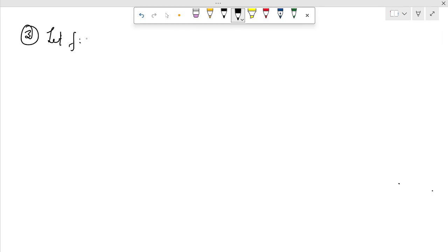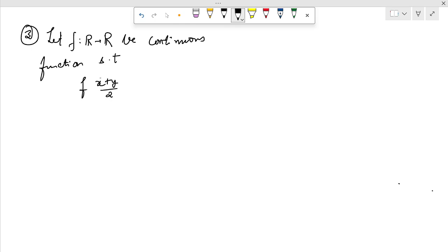So let f be defined from R to R, be continuous functions such that f of (x plus y) upon 2 is equal to 1 upon 2 f(x) plus 1 upon 2 f(y), for all x, y belongs to R.